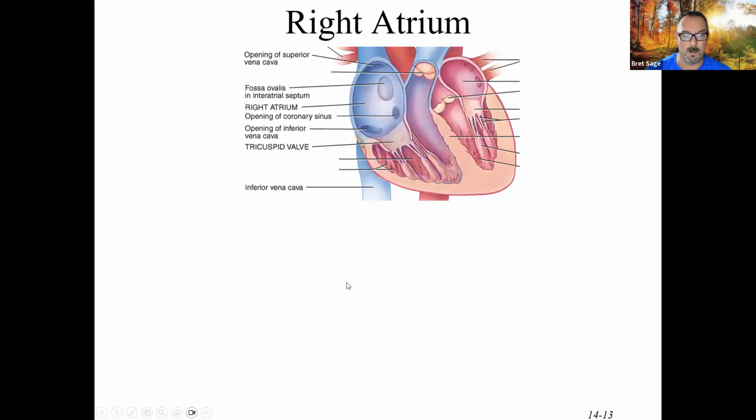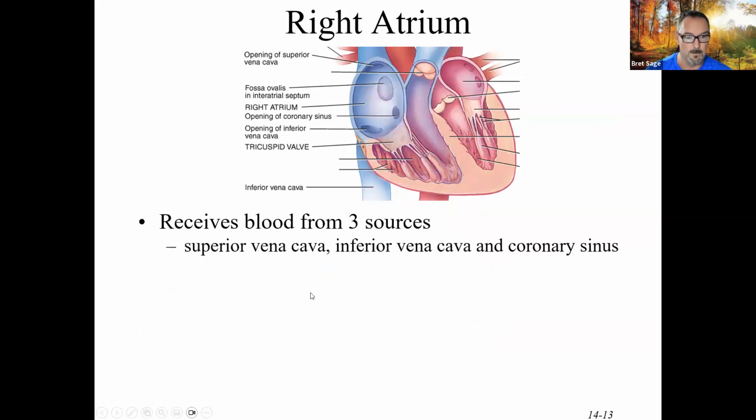Okay, let's start at the right atrium, a good place to start. Remember, in any circuit, which your blood is, you can start at any point, end at any point, but the right atrium is a traditional spot to start when we talk about the movement of blood through the heart and the circulatory system. So the right atrium receives blood from three different sources: superior vena cava, which is up here, inferior vena cava, which is down here, and the coronary sinus, which is emptying right into here. So that's where the deoxygenated blood is coming back to the heart into the right atrium.